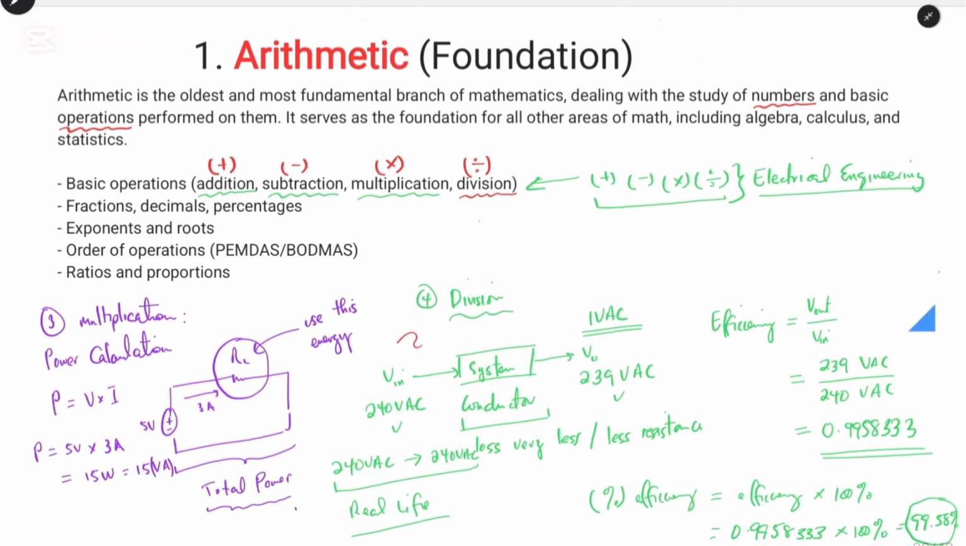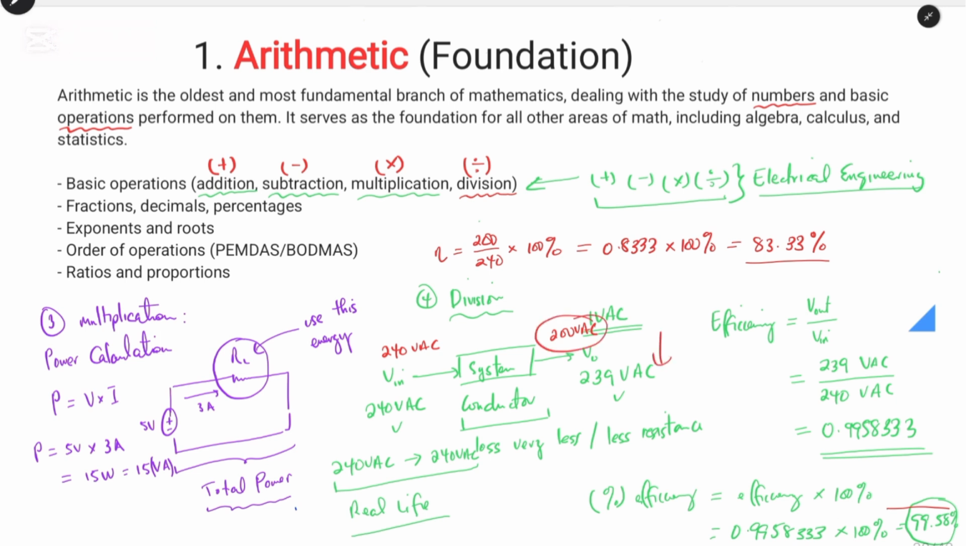If we have an input of 240 volts AC and an output of 200 volts AC, how can we compare this efficiency? Efficiency equals 200 divided by 240. Then we multiply by 100 to get the efficiency in percentage. Now we have 0.8333 times 100%, which gives us 83.33%. So we can compare this with the previous value. We can see that when the output value continues to decrease, the efficiency also goes down.